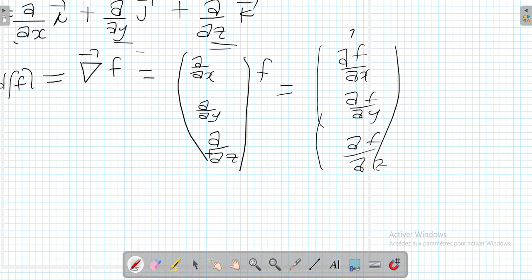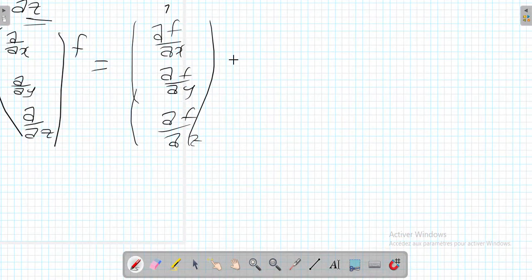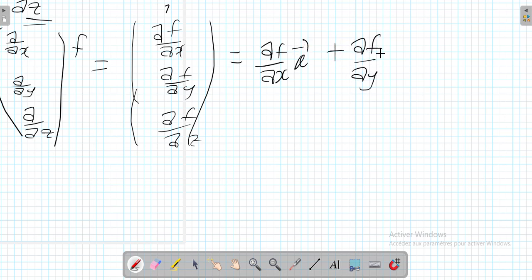So all you need to remember is the operation Nabla written as a matrix, and then the gradient of f is just Nabla multiplied by f. I apply the matrix operation where I multiply f everywhere. Then if I write this, I can convert this into a vector. This means del f over del x in the direction of i, plus del f over del y in the direction of j, then plus del f over del z in the direction of k.